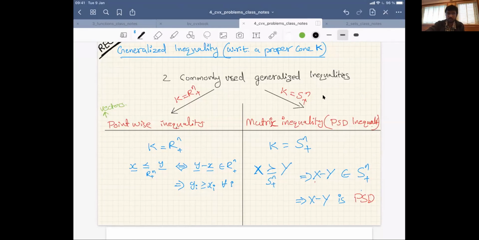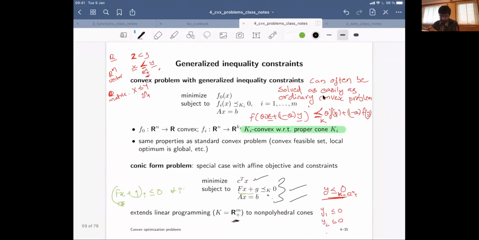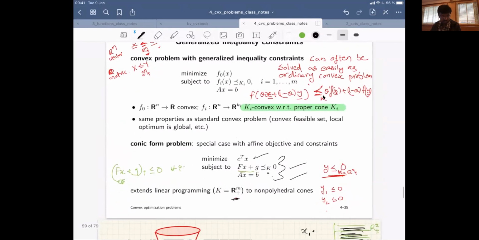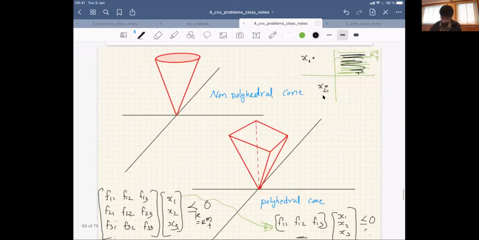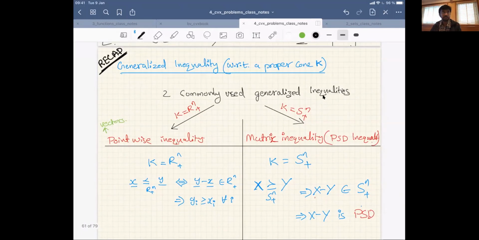Okay, let's continue. So we saw what generalized inequality constraints are, and how we can form a convex form using that, and we saw a special class, the conic form. You may revise this concept of generalized inequality. This I copied from a couple of lectures back, so you should be thorough with this.